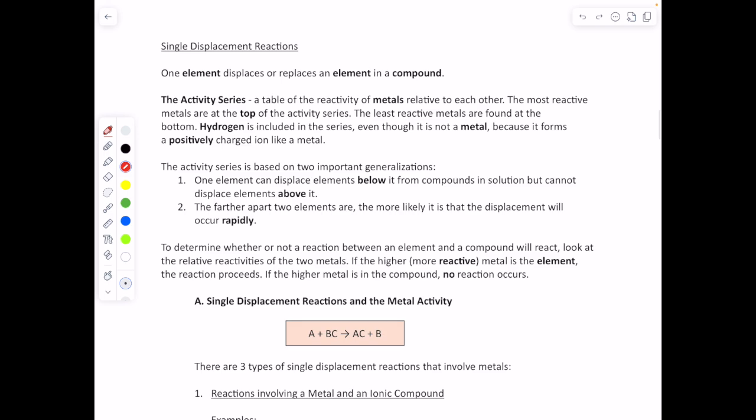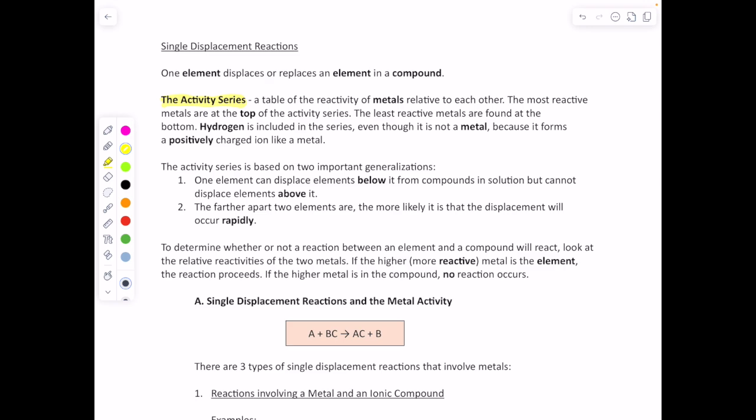Single displacement reactions are the next types of reactions that you will observe. One element displaces or replaces an element in a compound. And when this happens, it is because of the activity series. The activity series is a table of reactivity of metals relative to each other. The most reactive metals are on the top of the activity series, and the least reactive metals are on the bottom. Hydrogen is included in the series, even though it's not a metal, because it forms a positively charged ion, just like a metal would.